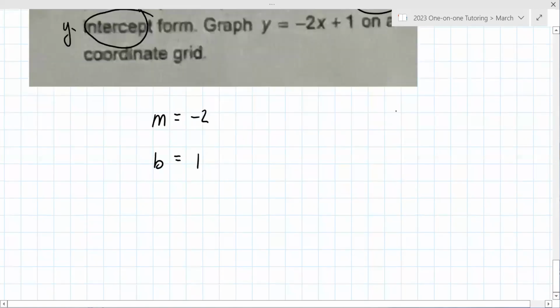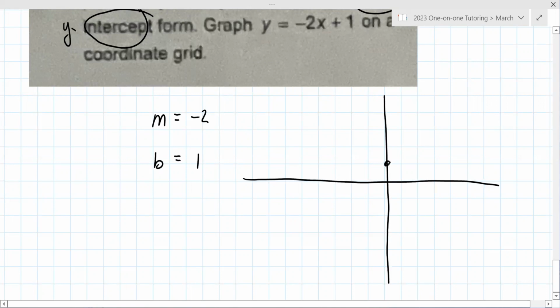Now, when you graph it, you start with the B value. Does that something you've seen before? Yeah. Okay. So the slope, in the current form, is not all that useful. If we write negative 2 over 1, though, it becomes more useful. It tells us that we're going to go down 2. It's always to the right 1. Could be up or down on the slope.